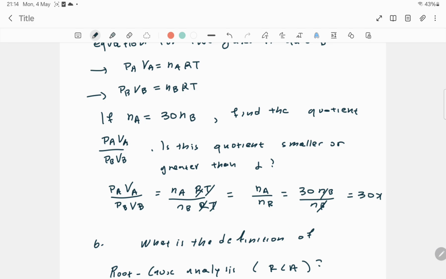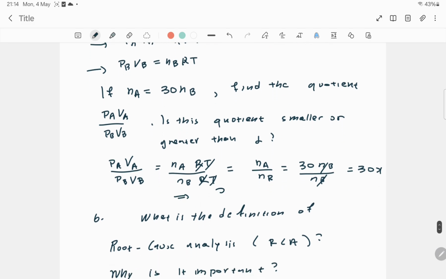Of course, this is bigger than 1, which means that PA VA is bigger than PB VB. And we derive this inequality.